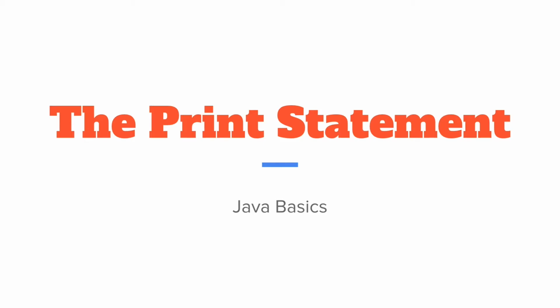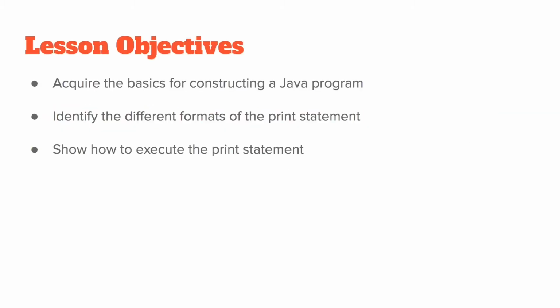Alright, so today we're going to be talking about the print statement, our first Java program that we're going to be building in our course, and it's going to come courtesy of the print statement. So some lesson objectives. Today we're going to acquire the basics for constructing a Java program. There are going to be some terms that you may not understand. Don't worry about it. We'll get to them later. Today is just establishing how to get code that works onto the compiler.